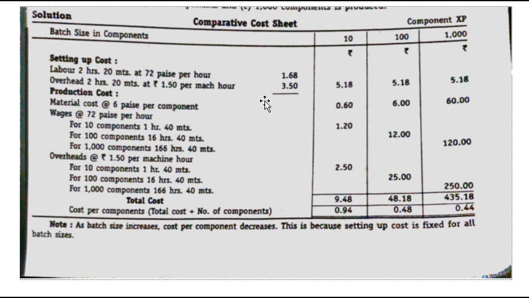Setting up cost is an initial expense which is incurred once and which is always fixed irrespective of how many ever components you produce. So that is why your setting up cost is the same and fixed for how many ever components you produce. So the setting up cost is 5.18 for 10 components as well as for 100 and for 1000 components. Next we have your production cost.